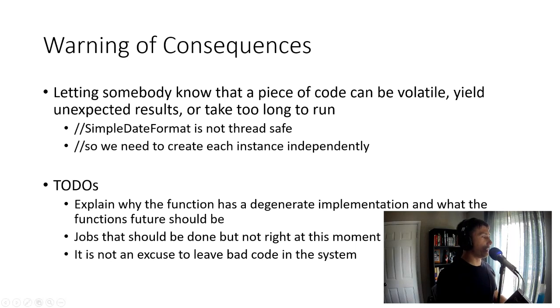Uncle Bob writes, to-dos explain why the function has a degenerate implementation and what the function's future should be. Essentially, they're explaining jobs that need to be done to the code base, but not right at this moment. However useful to-dos can be, they're not an excuse to leave bad code in the system. So you can't just write some bad code, name things terribly, and just have a to-do there. You should still make every effort to fix that bad code.